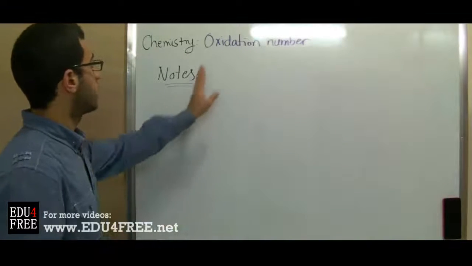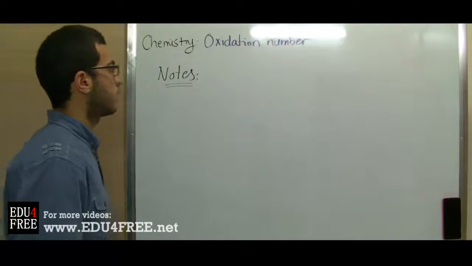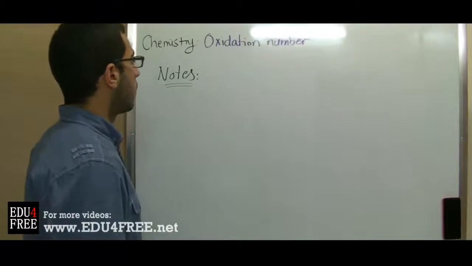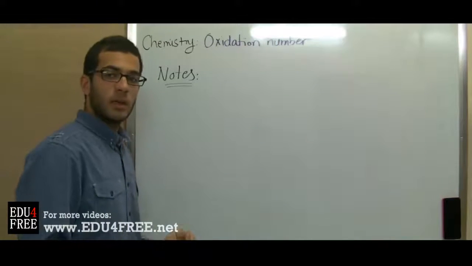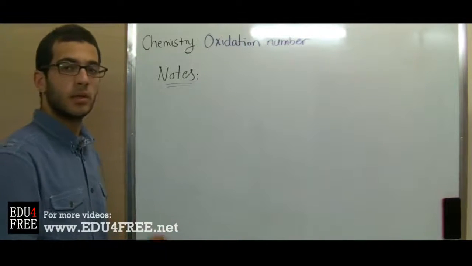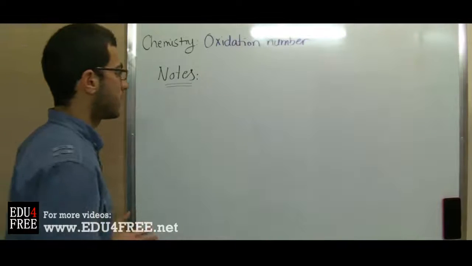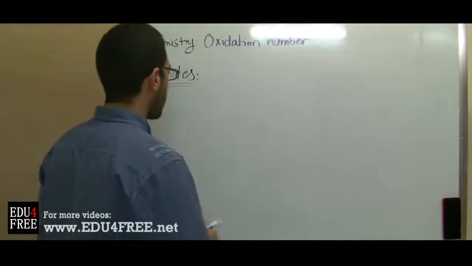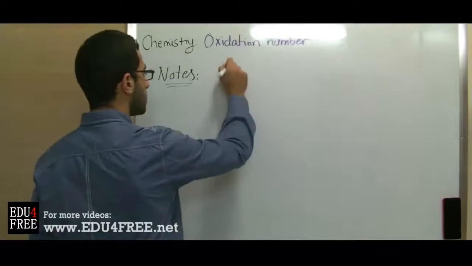Now we have some notes on oxidation number, and these are very important. So first, the sum of the oxidation numbers of atoms or ions inside a neutral compound is always 0. And the word neutral compound here is very important.